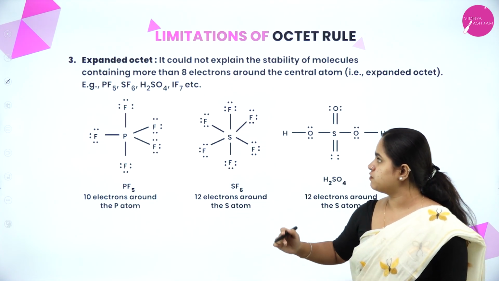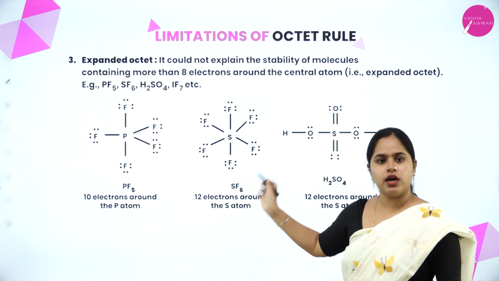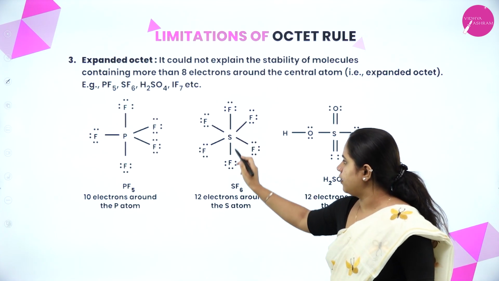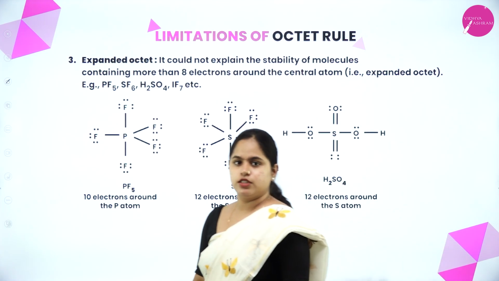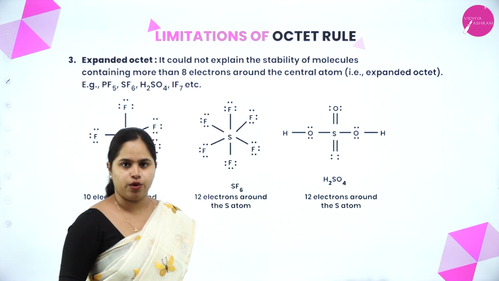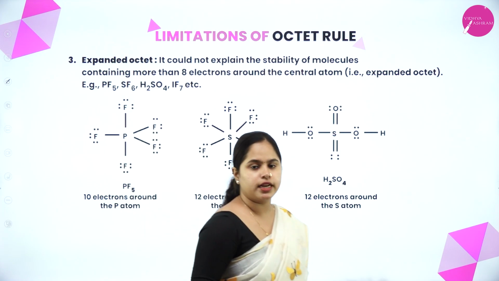Now moving on to SF6. Here also, all the fluorine atoms are attaining octet. But what about sulfur? 1, 2, 3, 4, 5, 6, 7, 8, 9, 10, 11, 12. 12 electrons are there. And the same goes with H2SO4. So these are the 3 limitations.